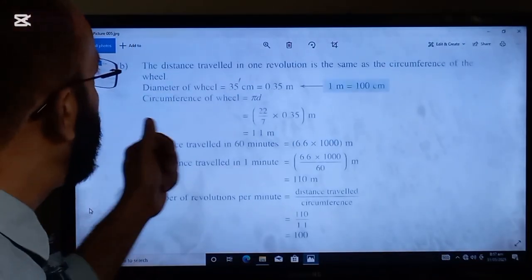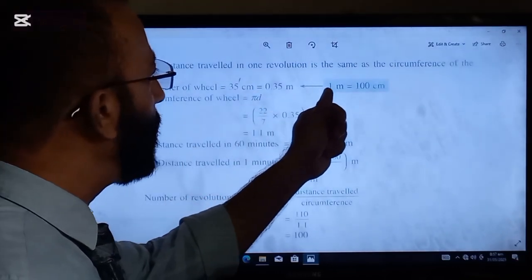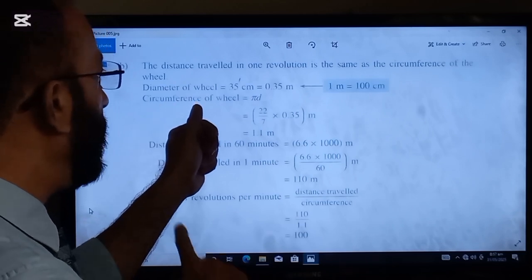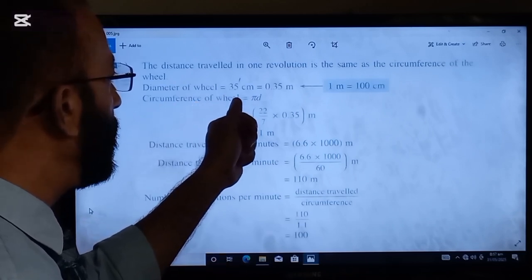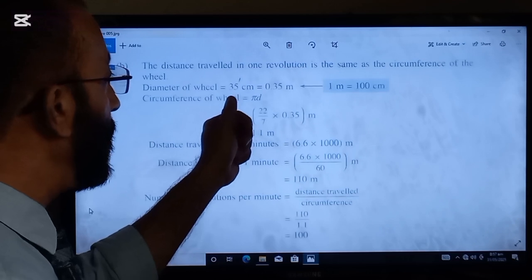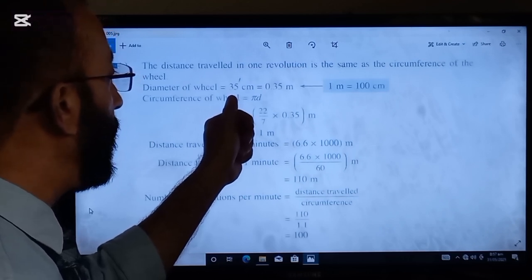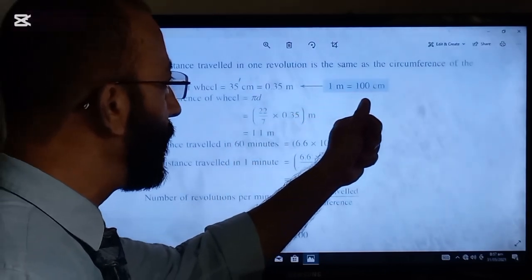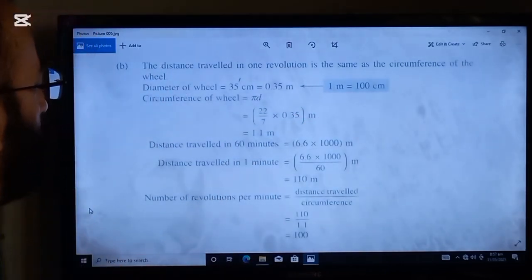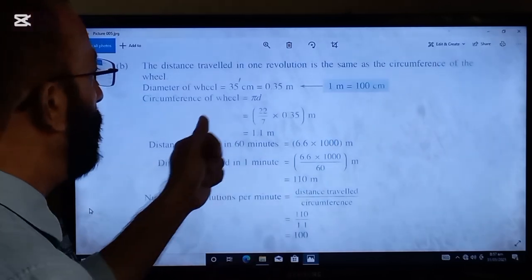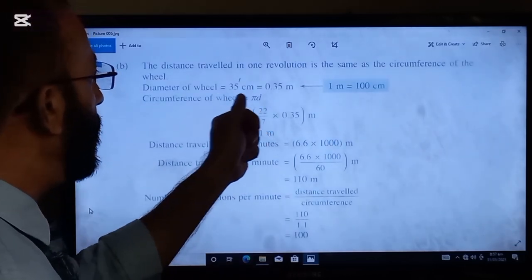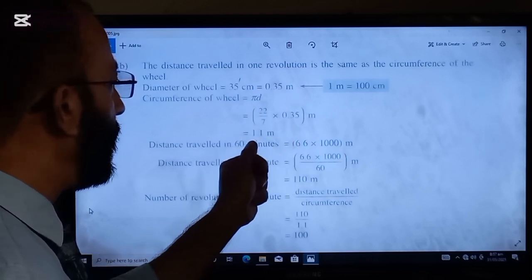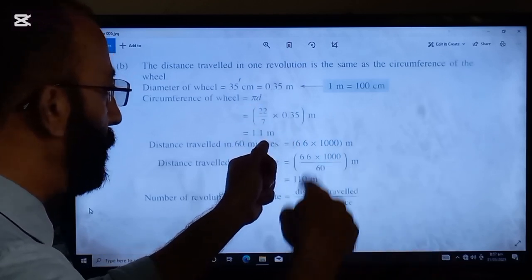So look now, the distance traveled in one revolution is same as the circumference of the wheel. The diameter of the wheel that was given in the question is 35 centimeter. First we will convert this centimeter into meters by dividing this value by 100. So 35 over 100 will make 0.35, because in 1 meter there are 100 centimeters. Now we are going to find the circumference of the wheel. Formula is pi d, and d is given, that is 0.35. So put the values into this formula, solve it. This is the circumference of the wheel.